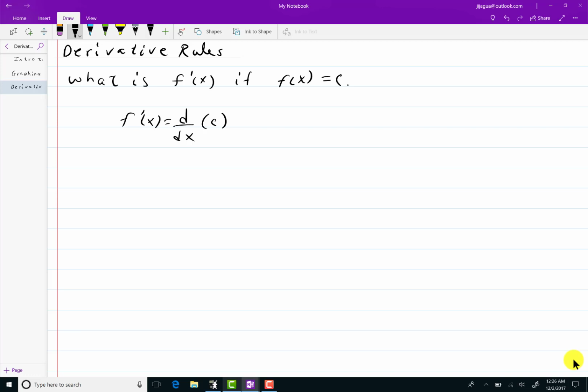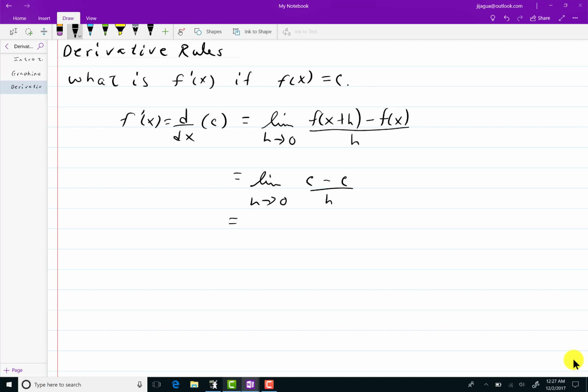So anyways, let's go ahead and throw in the definition. That's the limit as h goes to 0, f of x plus h minus f of x all over h. Now f of x is a constant, so it doesn't matter what x value you plug in, you're always going to get the value of c. So I have c minus c over h, and this equals the limit as h goes to 0, 0 over h.